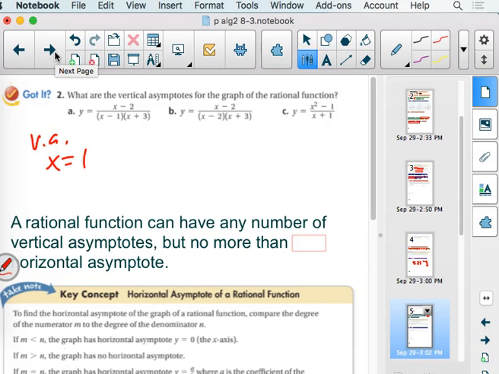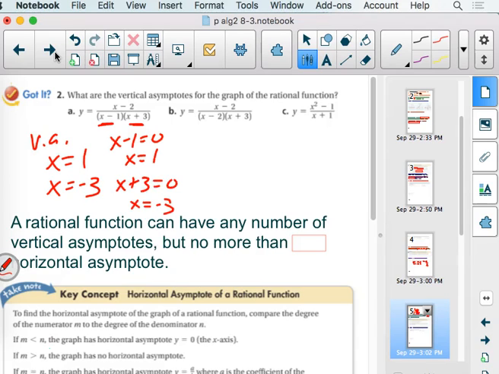X equals 1. Anything else? -3? Anything else? Nope, those are our two factors down here, x minus 1 and x plus 3. So 1 and -3. Now, if it's not coming to you as fast as it is other people, remember you could always set it equal to 0, add 1 to both sides, set it equal to 0, subtract 3 from both sides. Perfectly fine. That's absolutely fine.